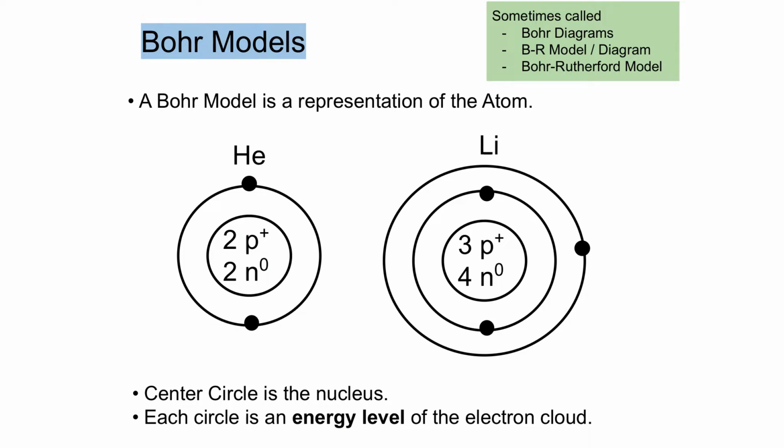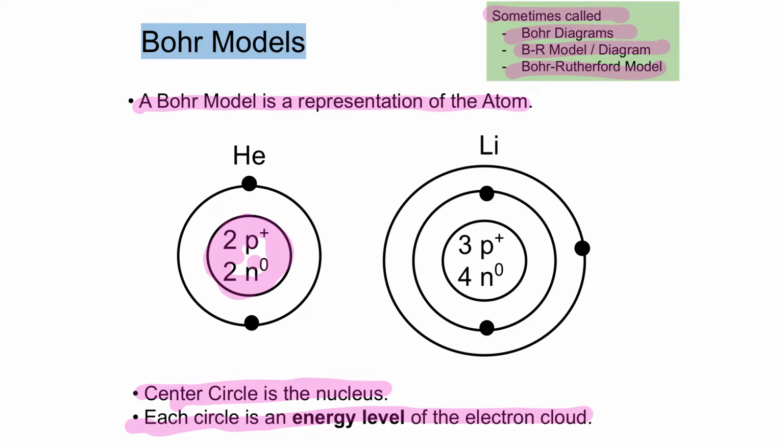So the Bohr model is a representation of the atom. It's sometimes called the Bohr diagram, the BR model diagram, or the Bohr-Rutherford model. And how we draw it is, the center is the nucleus. The center circle is your nucleus. Then each additional circle is an energy level of the electron cloud. So if we look here, they drew their nucleus.